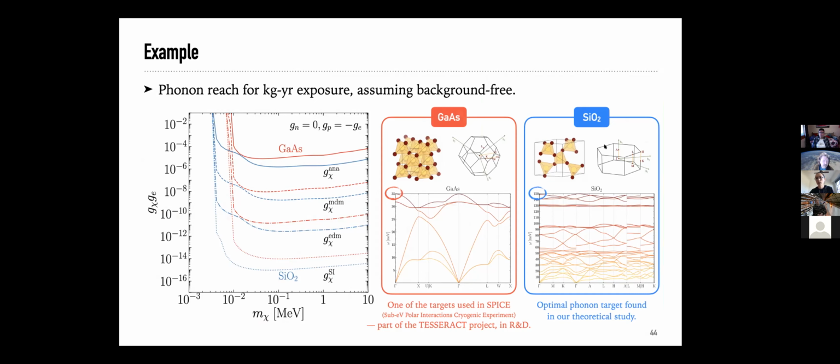And for quartz, the crystal structure is a little bit complicated. There are, in fact, 9 ions per primitive cell, so there are 27 phonon branches. It's also less symmetric than gallium arsenide. And the phonon energies go up to about 150 meV. So these are quite different.